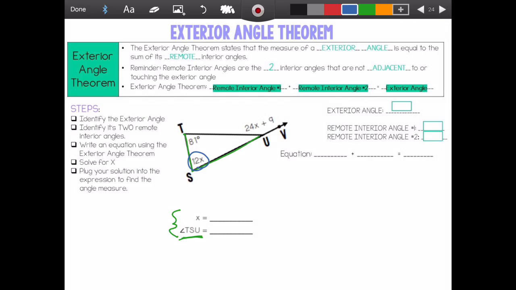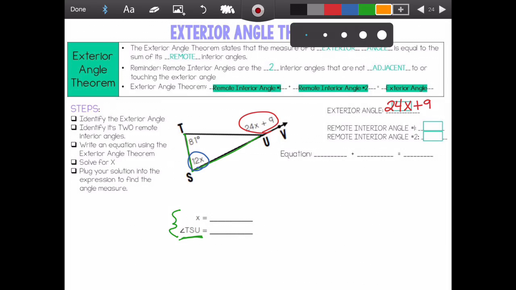Okay, now to do that, we have to use the information that it gives us. So it gives us one exterior angle. So our exterior angle is 24x plus 9. It gives us one interior angle, which is 81 degrees. And the second interior angle that's given to us is 12x.